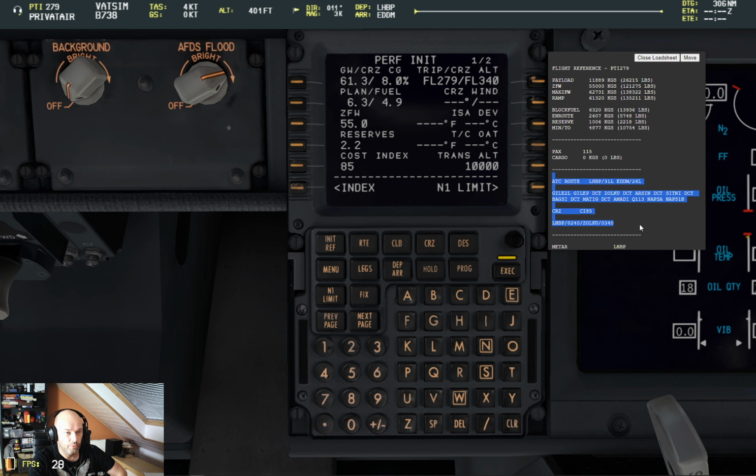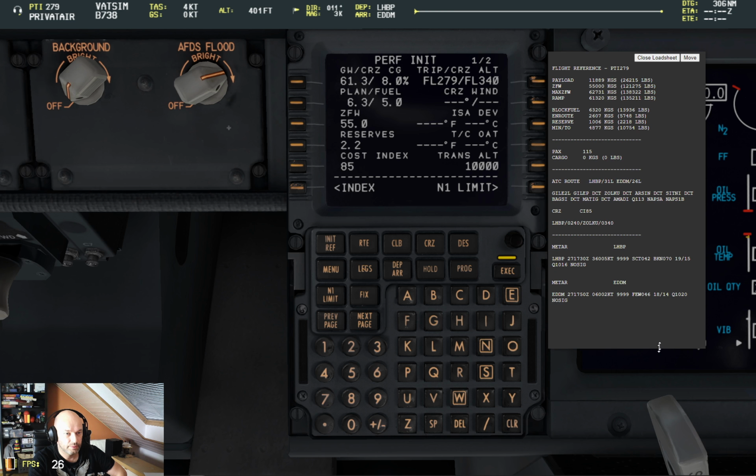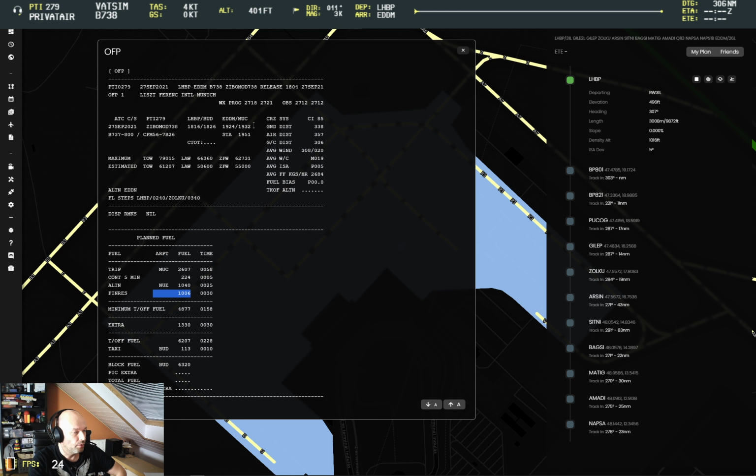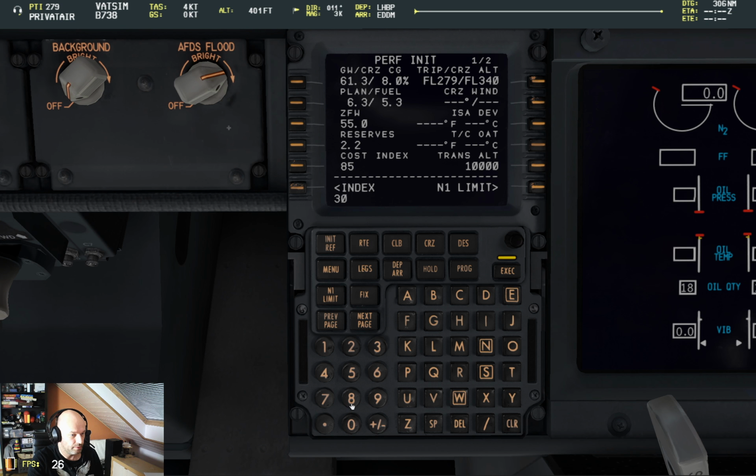And we need to find the wind. Is it here somewhere? I thought it was somewhere here. No, it's not. So we have to go back to our Sim Toolkit Pro OFP, and there we go. Average wind is 308, 20 knots, and the average ISA deviation is, come on, +5. So 308, 20 and 5. 308, 20, not 28, 20. And ISA deviation +5. There we go.